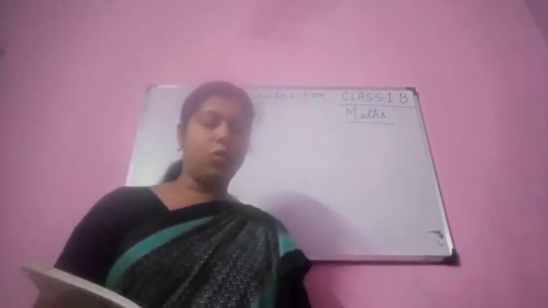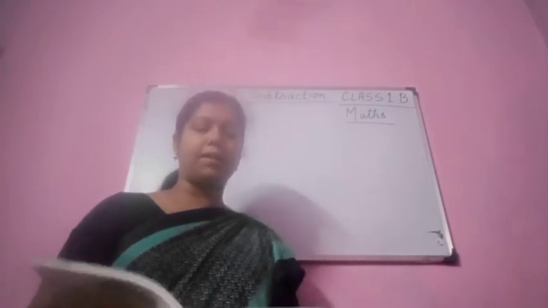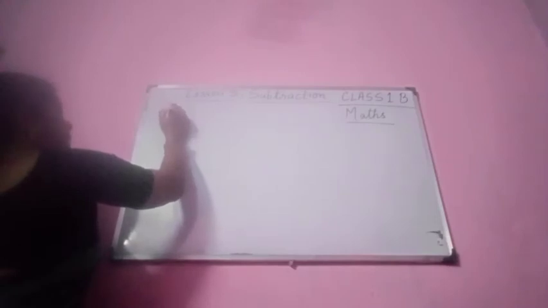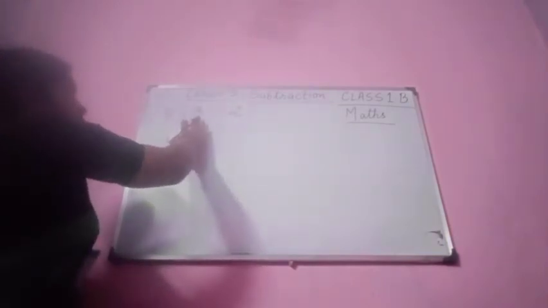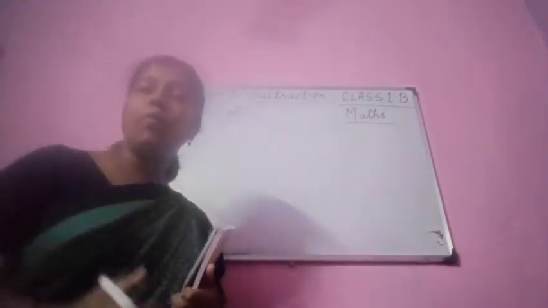Okay, so let us start. 5 bananas minus 3 bananas is how much? If I write down 5 minus 3, 5 minus 3 will be how much? 5 minus 3 will be 2, isn't it? So suppose you have 5 bananas and you give away 3 bananas. I take 3 bananas from you. So how many bananas are left with you? 2 bananas. Okay, so this is subtraction.